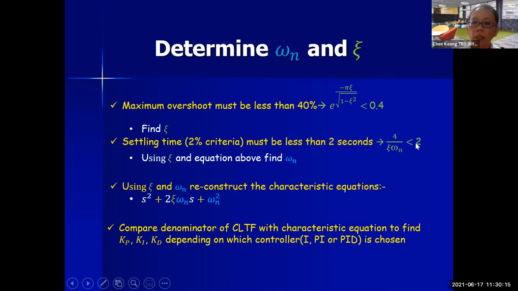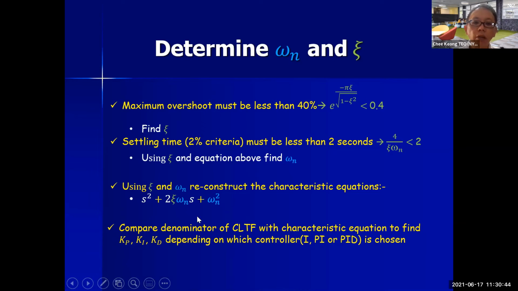Now, with this zeta solved, using the second specification, where they say the settling time, 4 over zeta omega n, is less than 2 seconds, you plug in your zeta here, and then you have only one unknown. You will be able to find omega n. Now, when you can find omega n and zeta, you can reconstruct the characteristic equation as S squared plus 2 zeta omega n S plus omega n squared. Remember, this characteristic equation is the denominator of the second order generic equation.